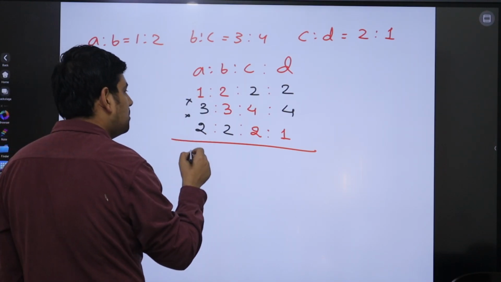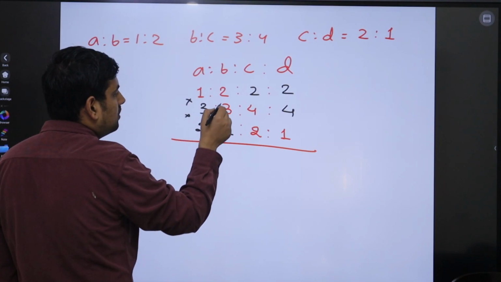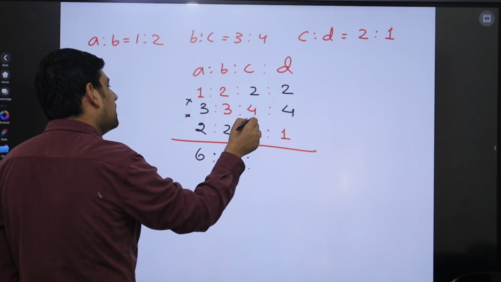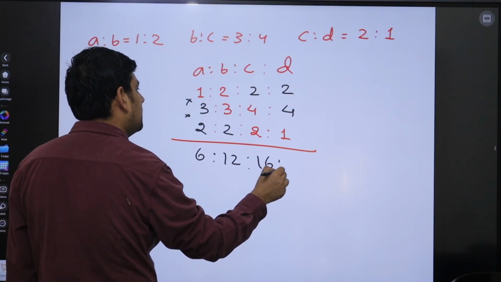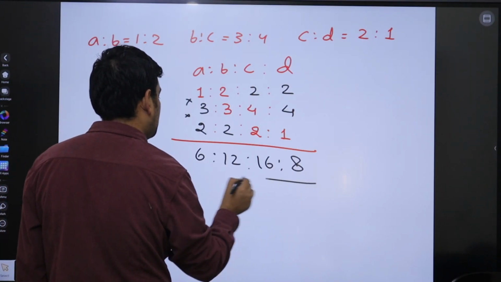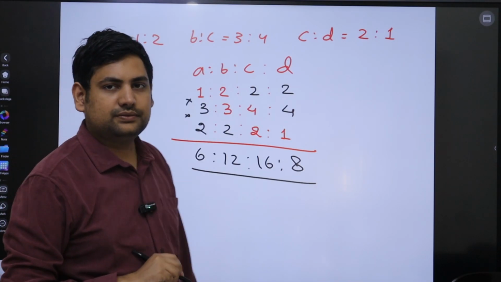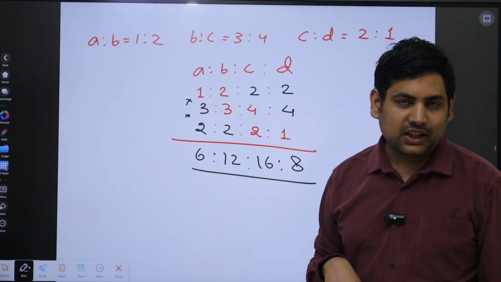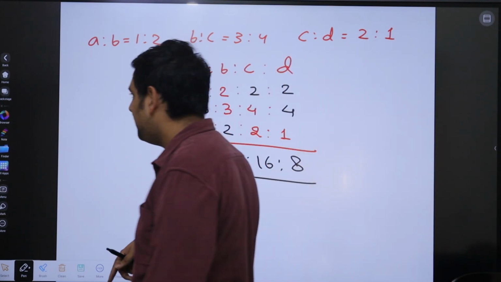So 1 into 3 into 2: 3 2s are 6, 2 3s are 6, 6 2s are 12, 2 4s are 8, 8 2s are 16 and 4 2s are 8. This is what you get. But you can still cancel out something out of them. Correct? Do you see anything in common between them?